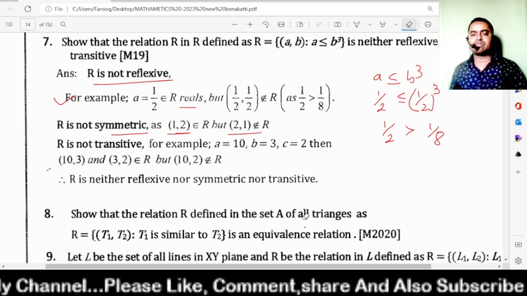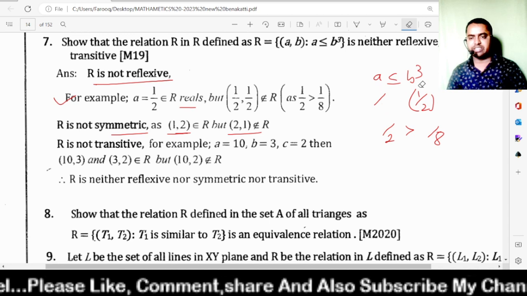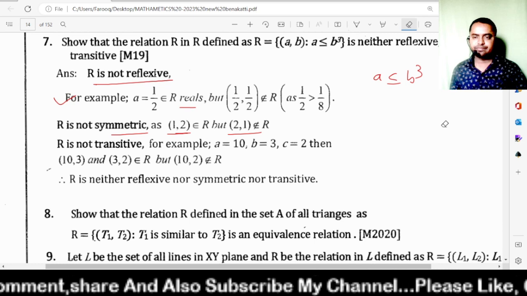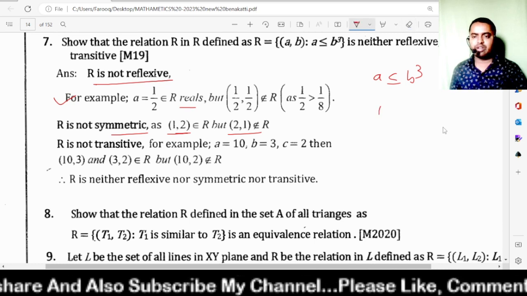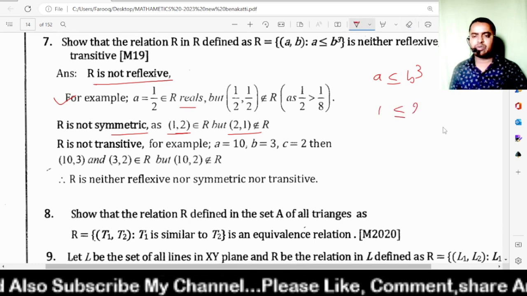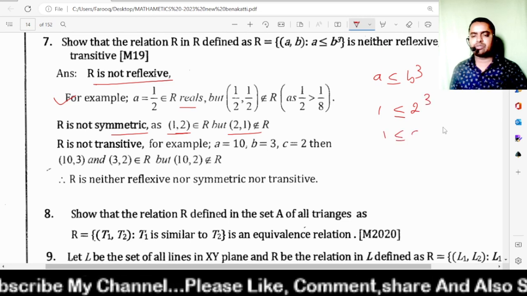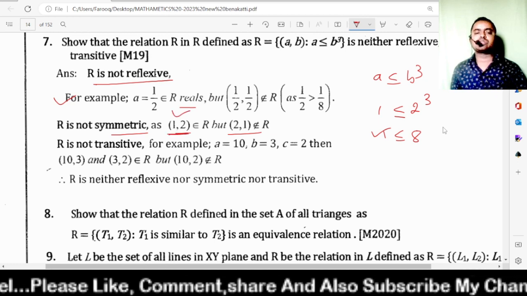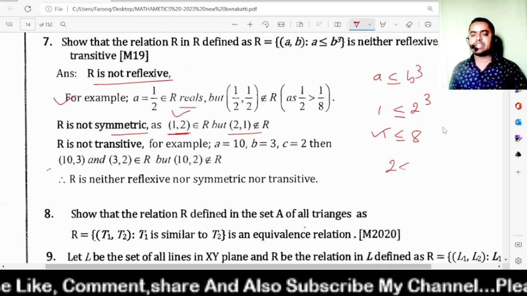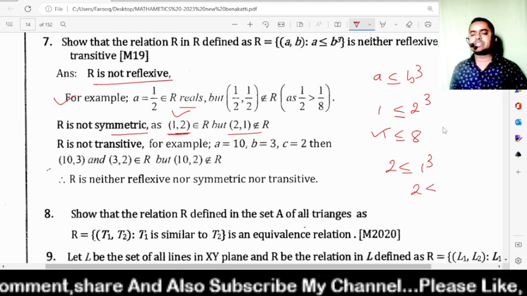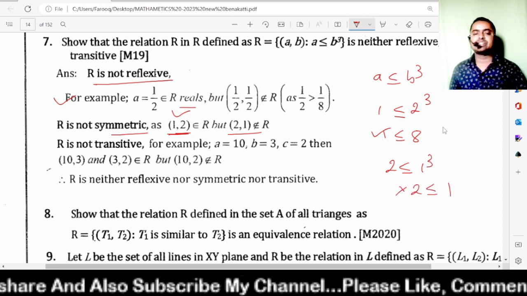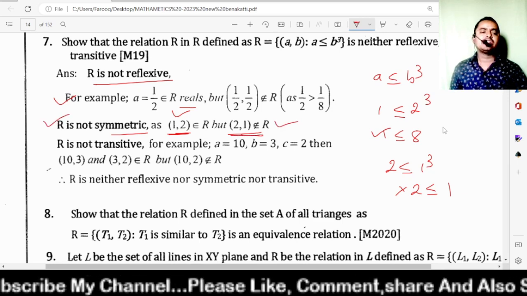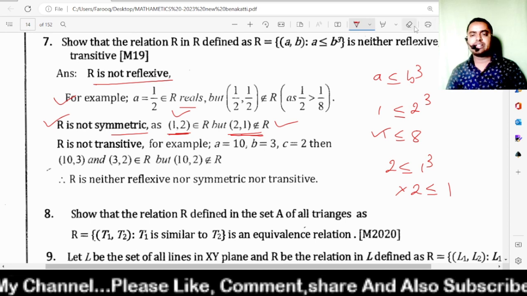See, once again, an example for symmetric. I will explain the same by taking the values. Here A is equal to 1, B is equal to 2. 1 is less than or equal to 2 cube, that is 1 is less than or equal to 8. This condition is true. A comma B belongs to R, that is 1 comma 2 belongs to R. But in reverse, 2 is less than or equal to 1 cube, that is 2 is less than or equal to 1. This condition is false. So 2 comma 1 does not belong to R. Therefore, R is not symmetric.